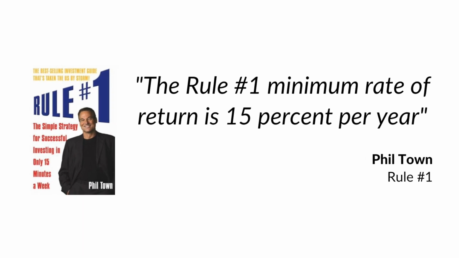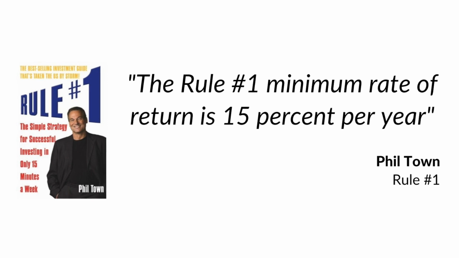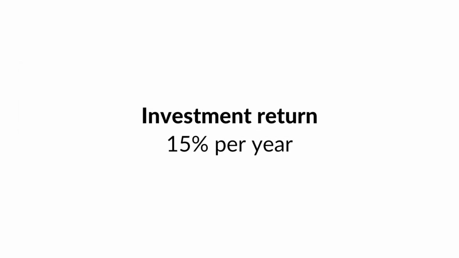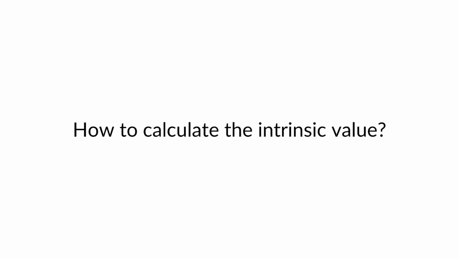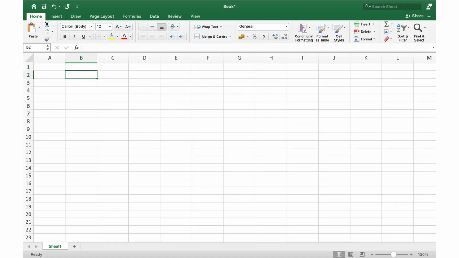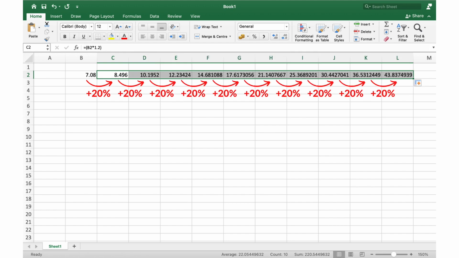And this one's really easy because Phil Town recommends 15%. Now what 15% means is if we buy it at an intrinsic value, every year we should be making 15% from our investment. So now that we have all the information, let's try to calculate this in the Excel. First thing we need to do is grow the EPS, the earning per share, by 20% every year for 10 years. So we decided to use an earnings per share of $7.08. We then add 20%, and we do that 10 times.